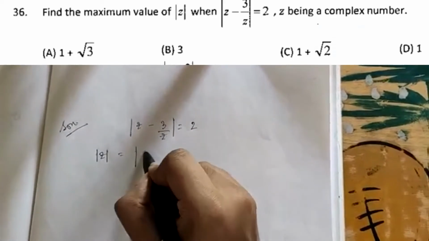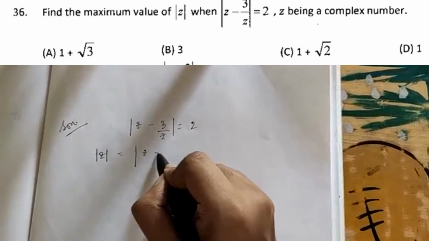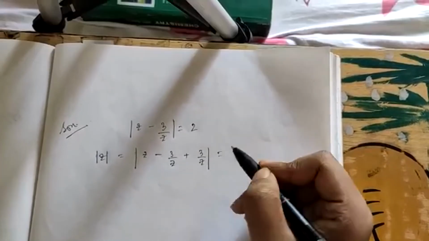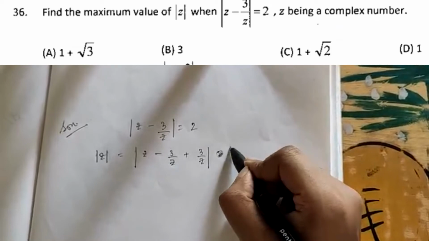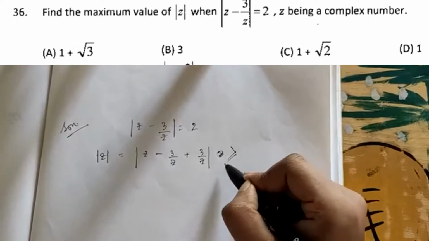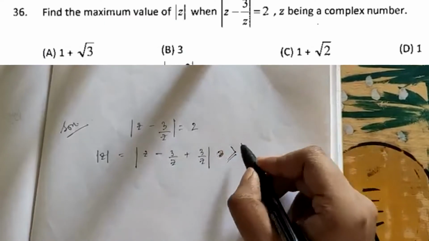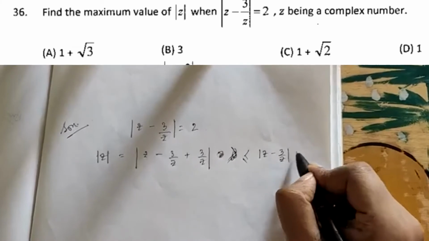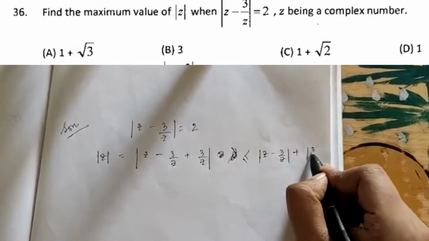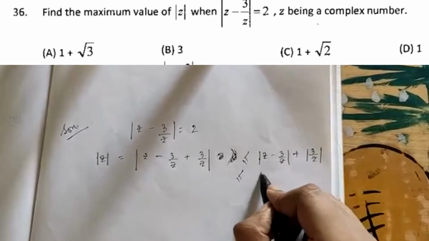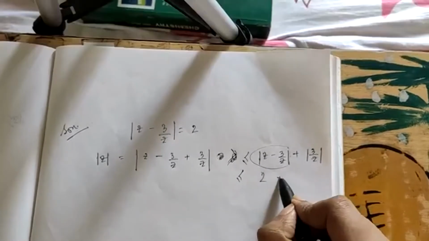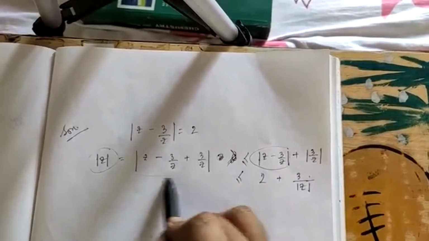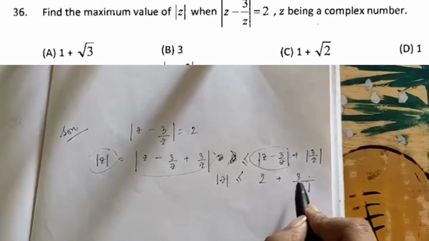We can write mod Z as mod of (Z - 3/Z + 3/Z). Definitely we can write, and we can also say that this is less than or equal to mod of (Z - 3/Z) plus mod of 3/Z. That means the value of this is 2 plus 3 by mod Z. So mod Z is less than or equal to 2 plus 3 by mod Z.